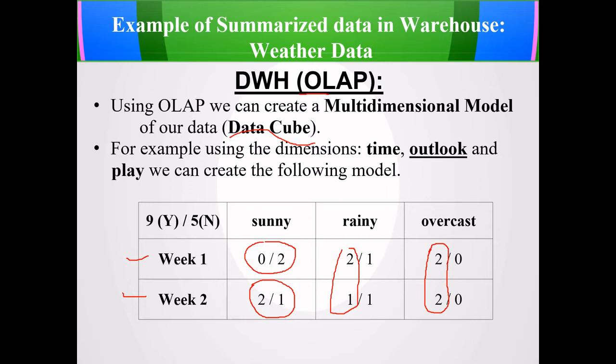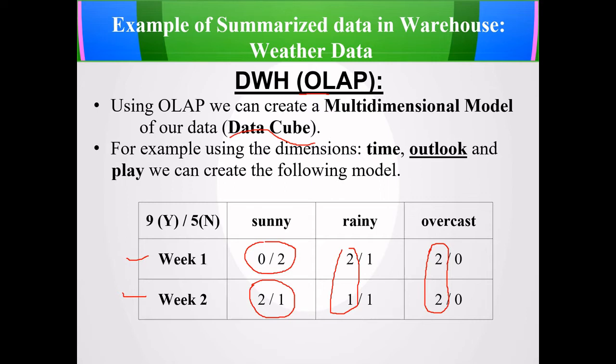Summarized data always contains aggregate operations. Here we have taken the summarized data for the decision whether to play the match or not. So what does this summary say? Here my data is only 2-dimensional data, so this is a 2-dimensional data cube.